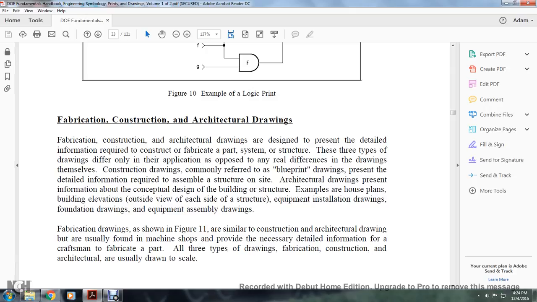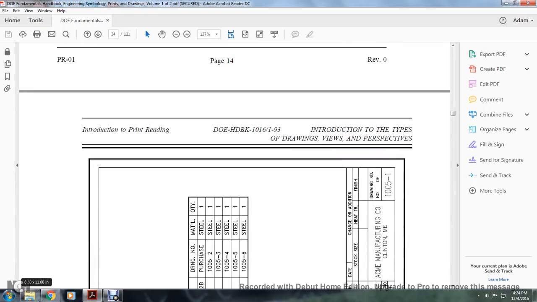Fabrication drawings include equipment and assembly drawings, shown in Figure 11. Similar to construction and architectural drawings, they are usually found in machine shops, and provide the necessary detailed information for a craftsman to fabricate a part. All 3 types of drawings, fabrication, construction, and architectural, are drawn to scale.